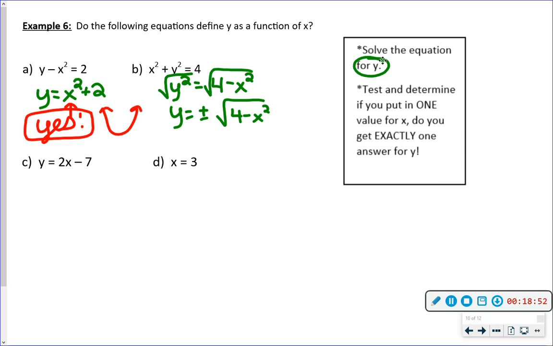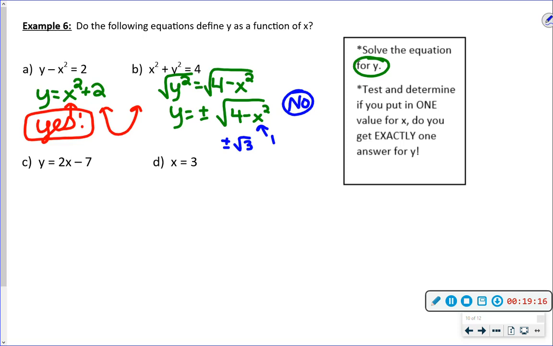Okay, B right away makes me nervous because of that plus minus. Because if I put a number in here for x, let's say I put 1 in. 4 minus 1 squared. 1 squared, 1. 4 minus 1, 3. You get plus or minus the square root of 3. You get 2 answers out. I put one number in, I get 2 answers out. That breaks our rule of being a function.